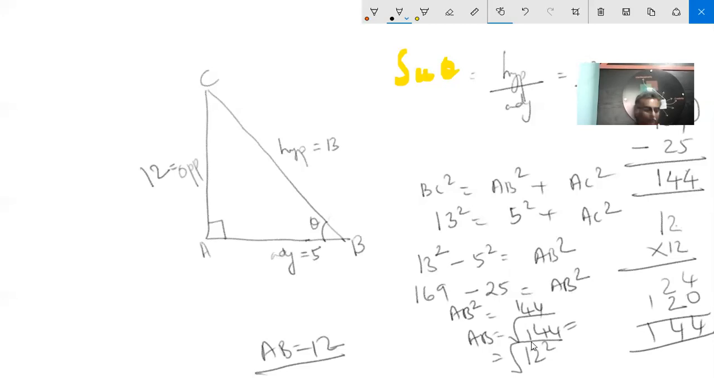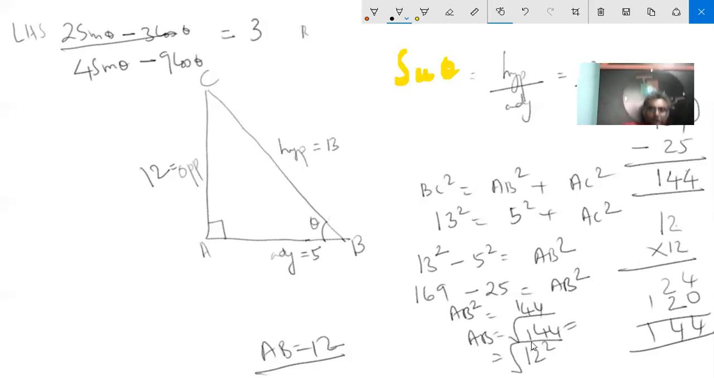Okay. Now you got all the data that you want. What is he asking now? On the left hand side, he's giving a very complex formula. Looks very fearful. 2 sin theta minus 3 cos theta by 4 sin theta minus 9 cos theta is equal to 3. This is the right hand side.